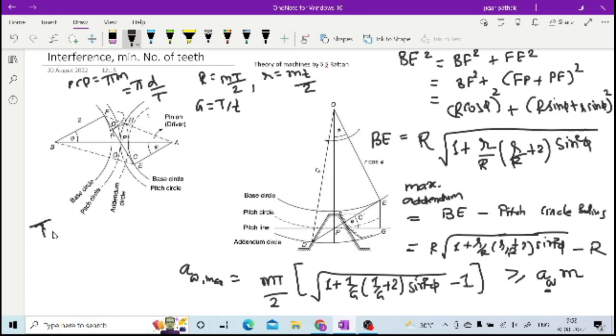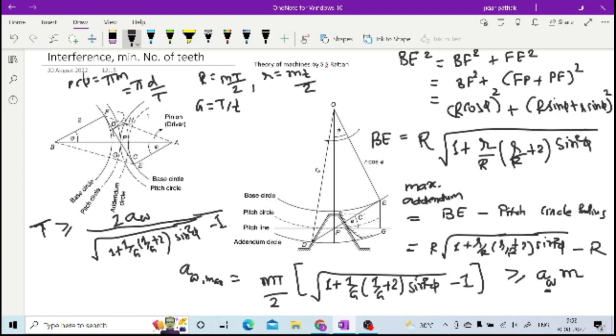So if you go for further simplification, then you can have your minimum number of teeth, which means T must be greater than or equal to 2AW divided by, root of 1 plus 1 by G, 1 by G plus 2 sine square phi, minus 1, right? So this is how you can have the minimum number of teeth on your gear.